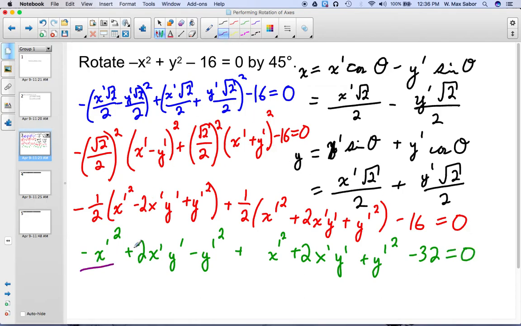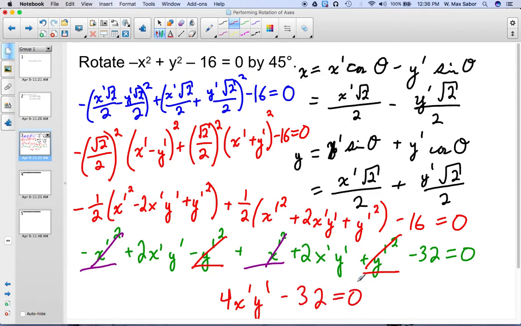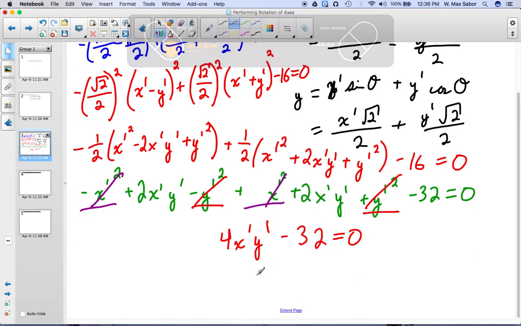And now we can combine like terms. So we have those two add to 0. These two add to 0. What we're left with is 4x prime y prime minus 32 equals 0. Now, to make things clean, it's typically appropriate to divide out any common factor. So both of these are divided by 4. So I'm going to leave my answer as x prime y prime minus 8 equals 0.